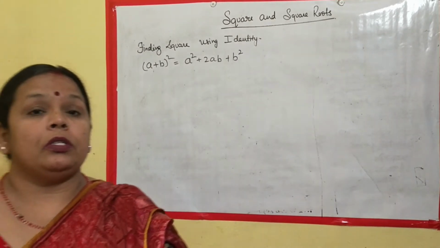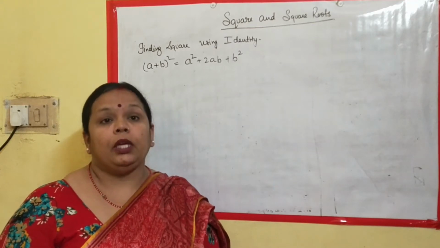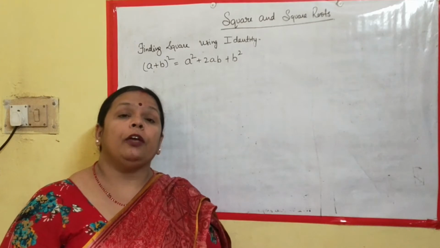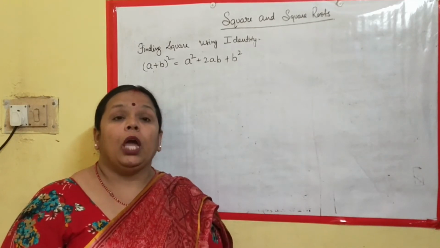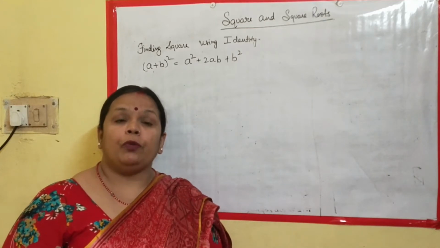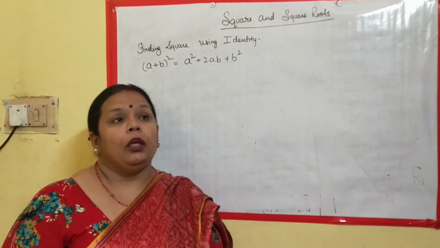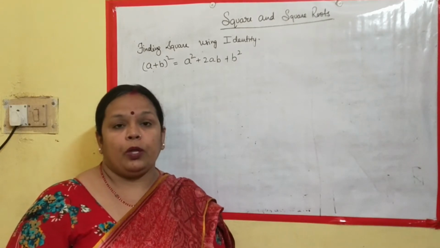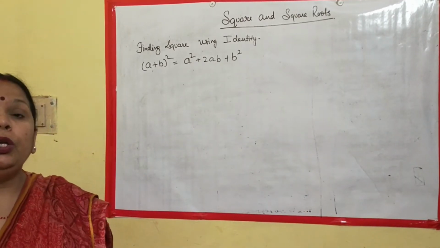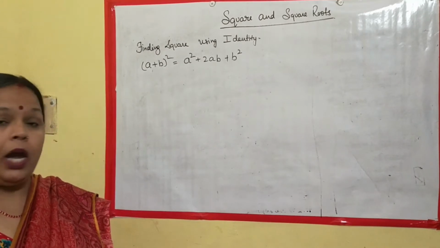In our previous session, we have seen what exactly is a square. A square is nothing but a number multiplied by itself. We have seen the property of square, how to express a number as the square of a number by using successive odd numbers, and a few methods to find the square of a number. Today we will be finding the square of a given number using identity. How to solve a square using identity.